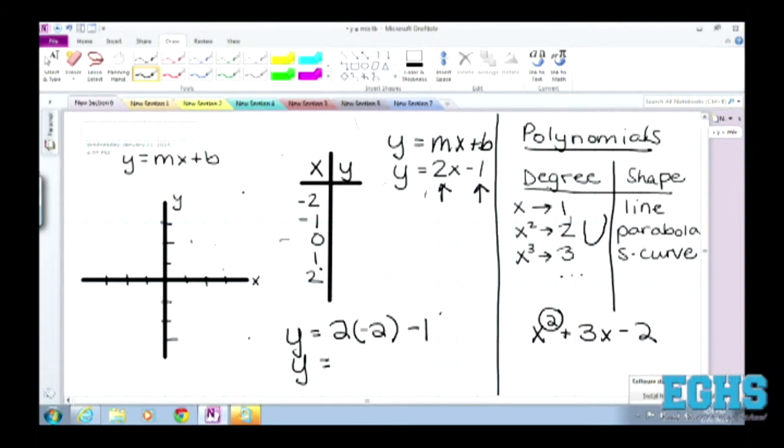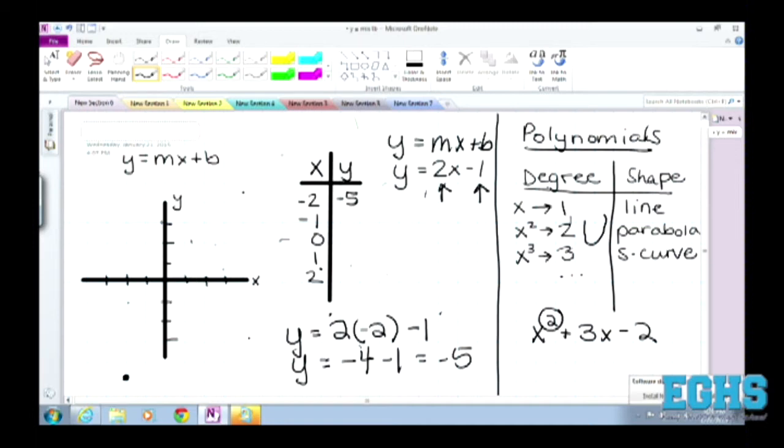And I'm just going to do 2 of them, because if you do 2 of them and then you connect them, you have your straight line. So then I end up getting -4 minus 1, which is -5. So that means when x is -2, y is going to be -5. So I'm going to go over on my graph. 1, 2, 3, 4, 5. I kind of have to put it off the graph because I ran out of space.